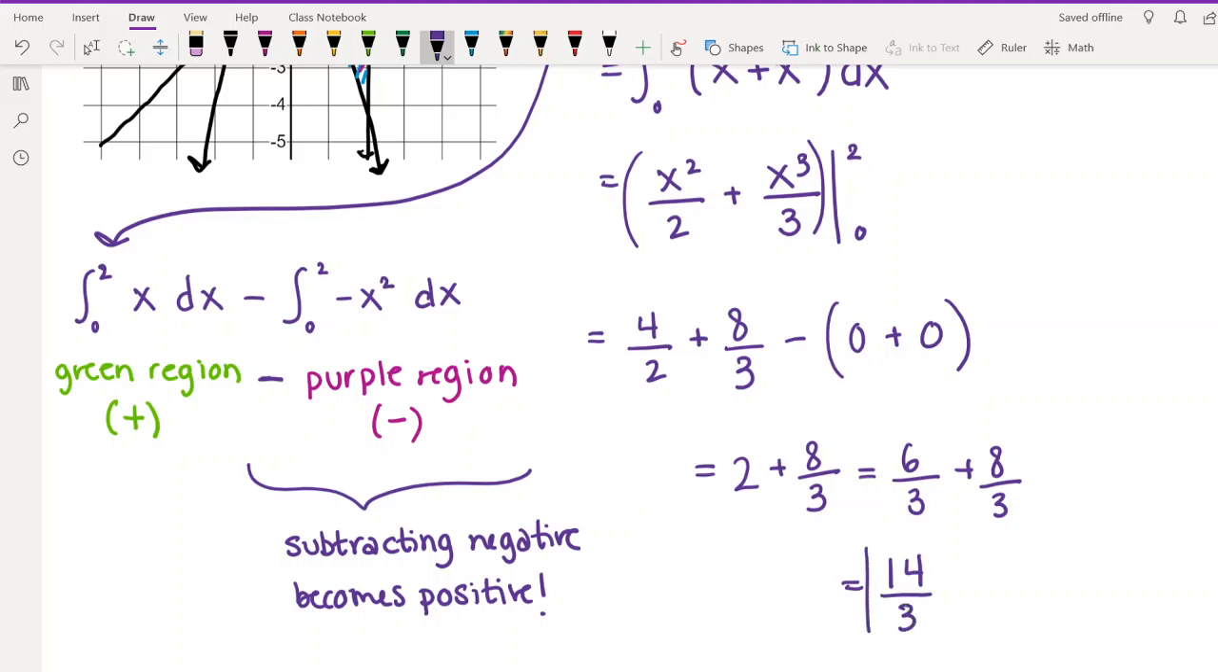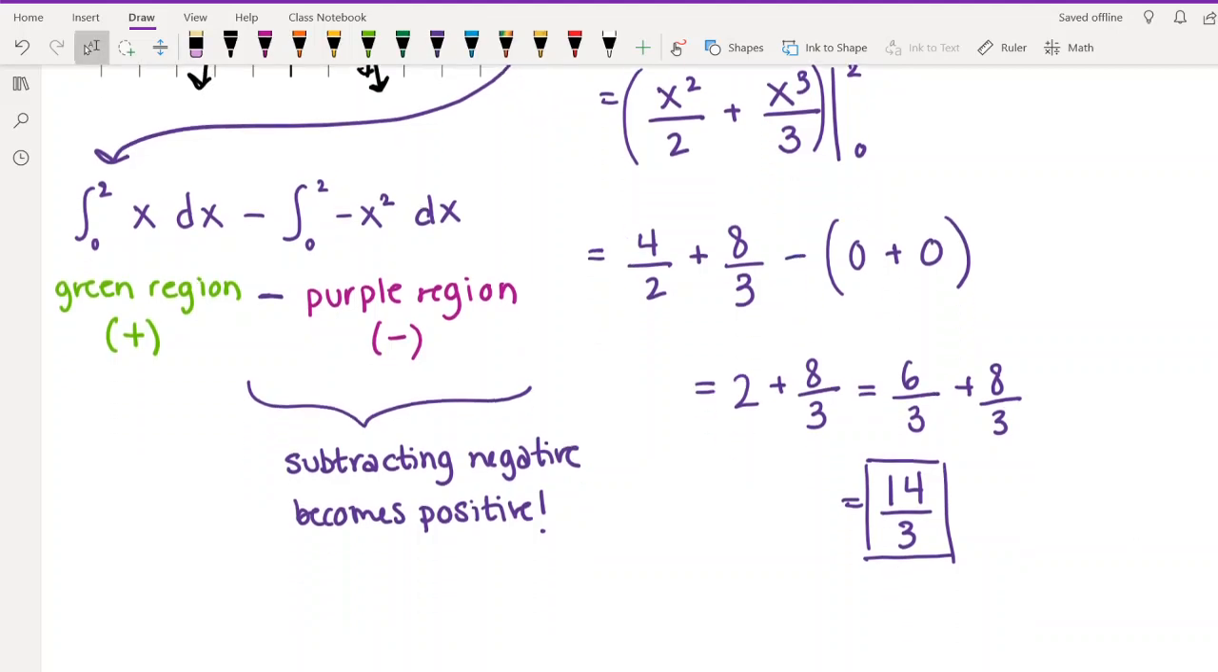So it came out positive just like we expected. And remember I said it looked like it should be around 5, and it is, right? 15 over 3 would be 5, so 14 over 3 is pretty close.